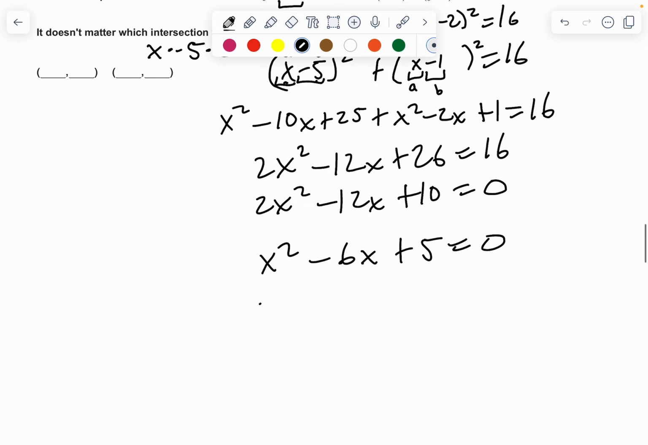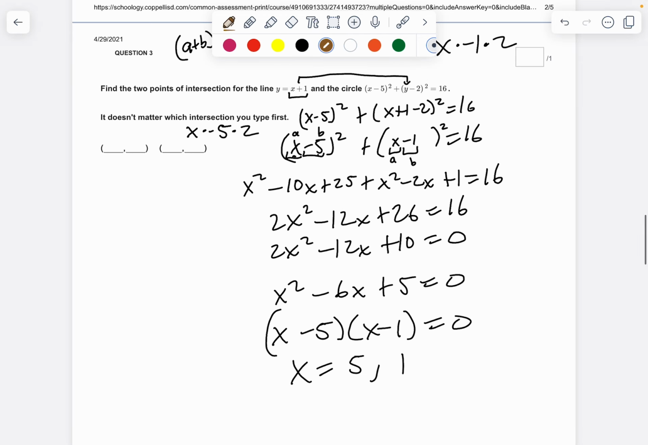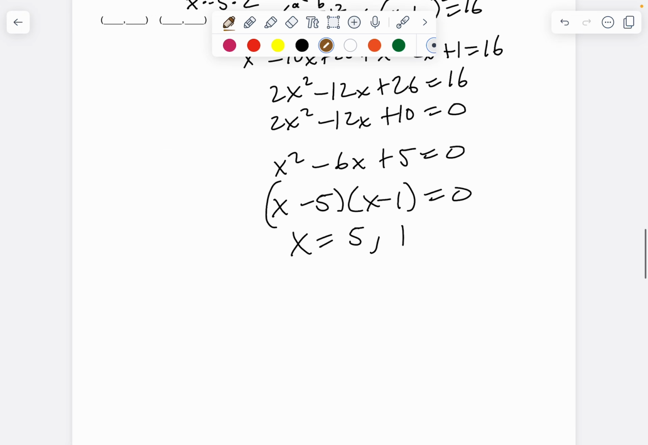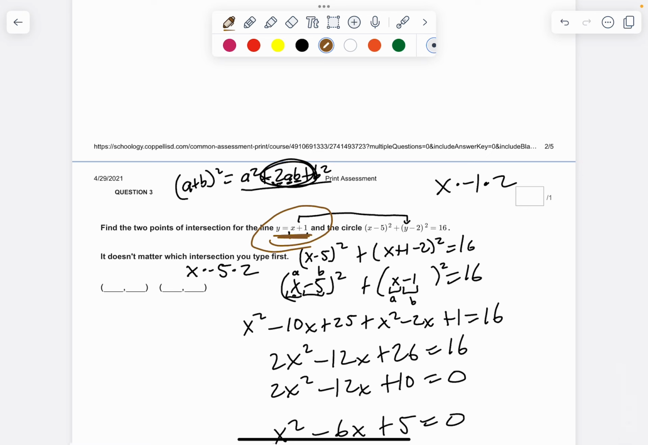And now we factor. So this is a = 1 factoring. Hopefully we have a pretty good idea of how to factor something like that. And we get x = 5 and x = 1. Now recall that y = x + 1. They told us that. That was our initial statement right here: y = x + 1.